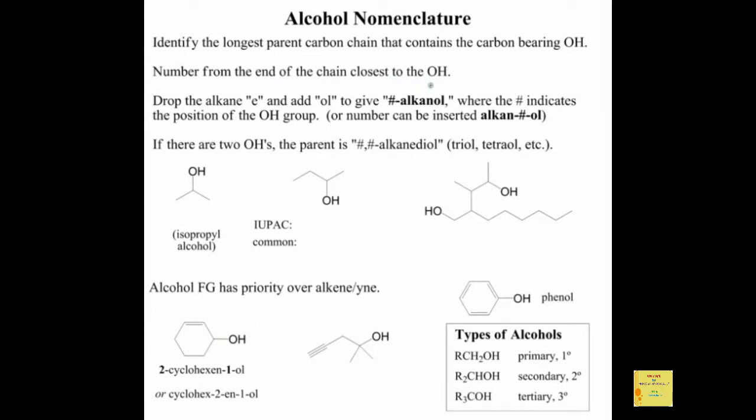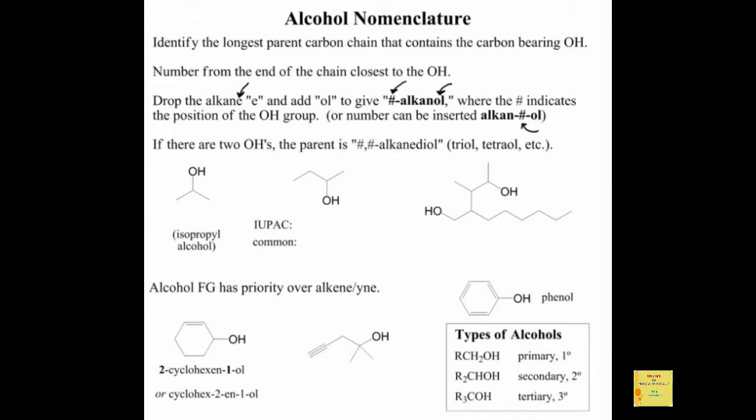lowest possible number. Okay? And what we're going to do is drop the E at the end of the name, and we're going to add a new suffix. We're going to put the OL at the end of it. So it's going to be called methanol, ethanol, propanol, and so on. We need to also put a number out in front to tell the reader where along the carbon chain that OH group resides. Okay? And once again, you can sometimes see the number inserted immediately preceding the suffix so that it's no question what the number refers to.